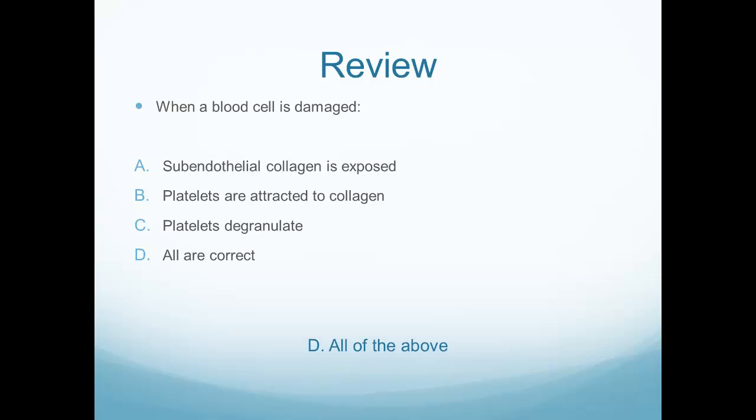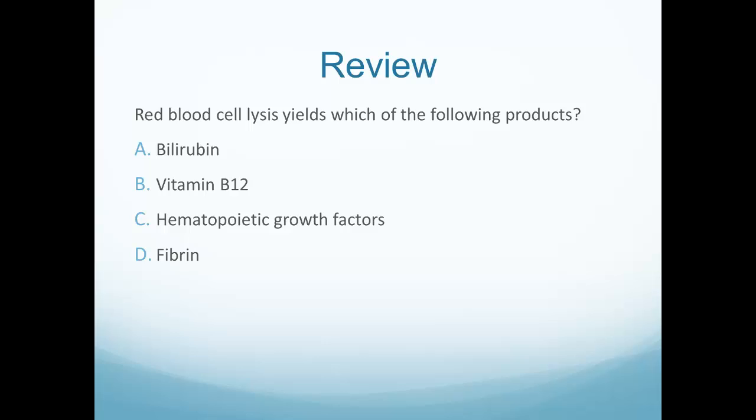All of the above. Subendothelial collagen is exposed. Platelets are attracted to the collagen and platelets degranulate. So when a blood cell is damaged, the subendothelial collagen is exposed. The platelets are going to be attracted to that collagen. Platelets are going to degranulate. They're going to make that red blood cell become destroyed. It's going to be engulfed by the immune system. It's going to be destroyed, and it's going to be taken away and removed from the circulation.